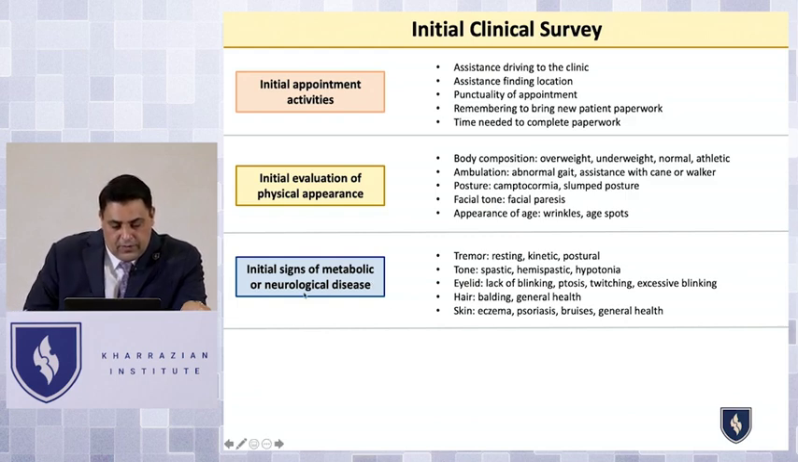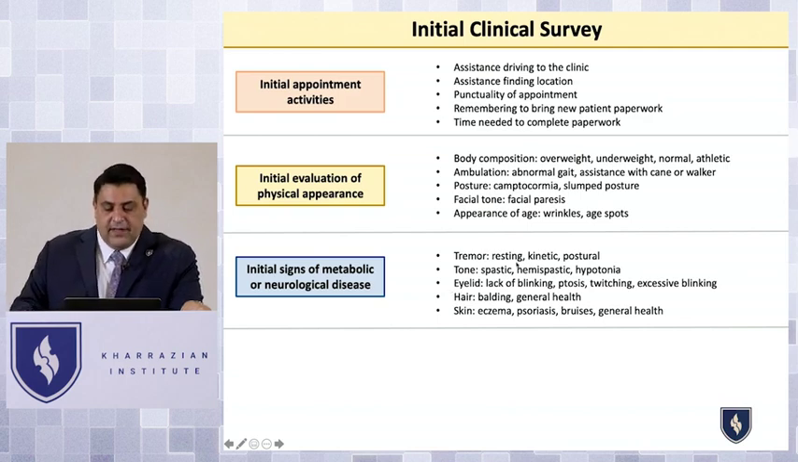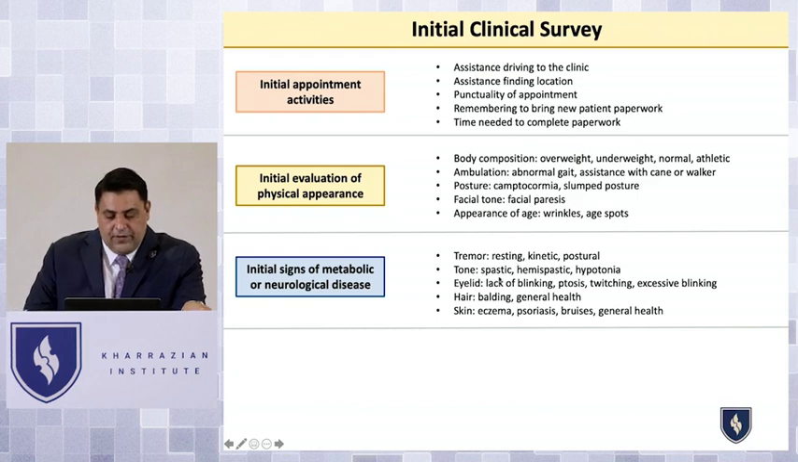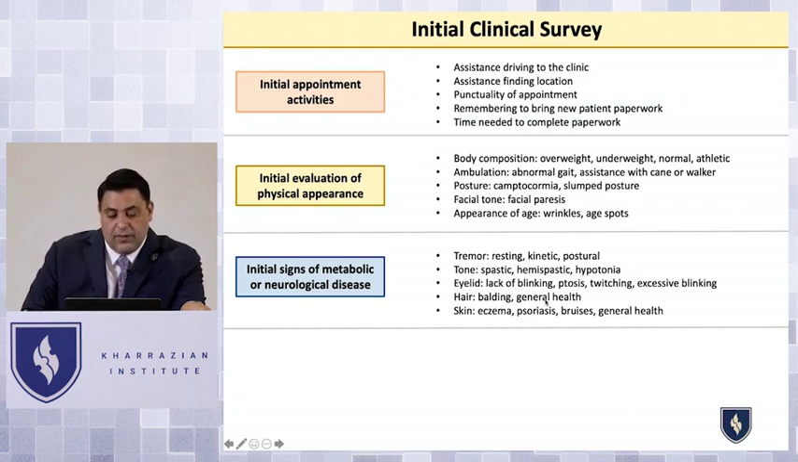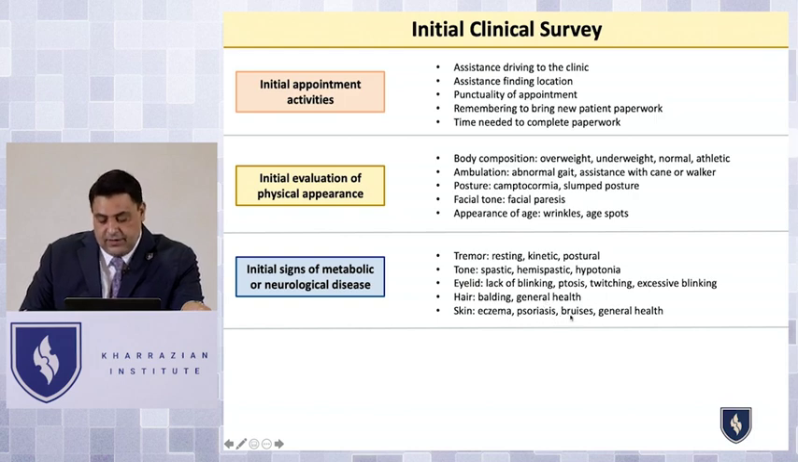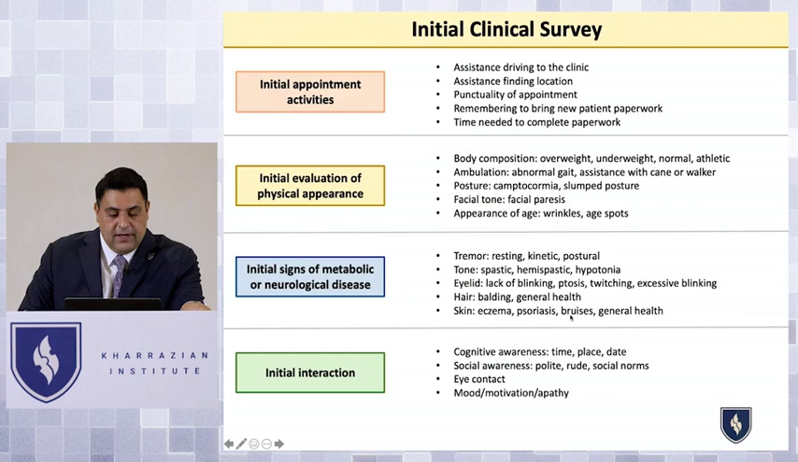Now, also look for initial signs of metabolic or neurological disease. Do you see any types of tremor, resting or kinetic with movement, or postural when they stand or move with their head or so forth? Do you see any stiffness or tonus or angulation of the arm, like spastic or arm swinging all over the place? Eyelids, lack of blinking. You see that with Parkinsonian or Lewy body dementia, ptosis, eyelid dropping, twitching. Do you see any balding or just general health? This can be underlying thyroid issues. Look at their skin, see signs of autoimmunity, inflammation, aging spots.